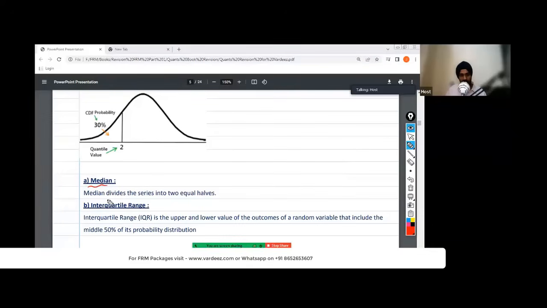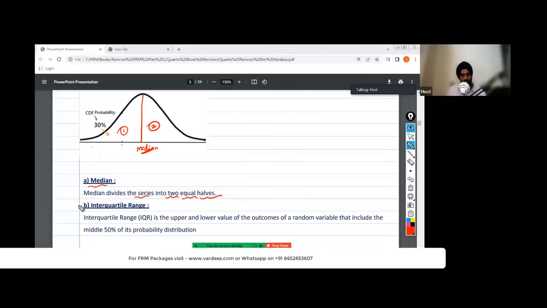So what is the median? The median divides the series into two equal halves. If I just divide this entire distribution into two parts, then I will say that, okay, this is my median. This is my first part and this is the other part of the distribution. It does its job by dividing this entire distribution into two equal parts. That's all that it does.